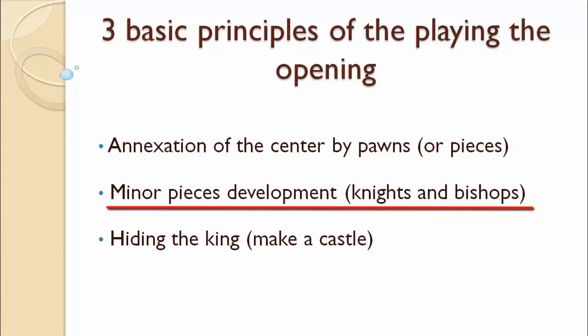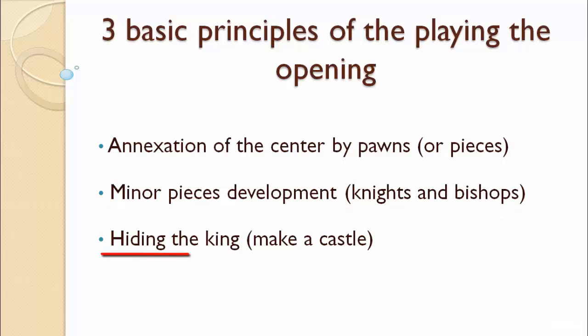The second one is minor pieces development. You should develop your knights and bishops from their starting positions. The third one is hiding the king. You should castle to be sure that your king is safe.